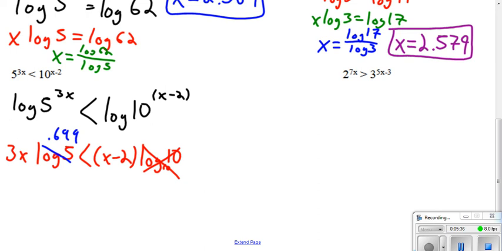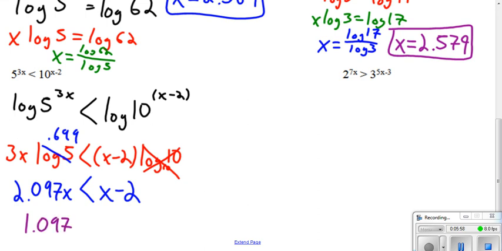So when I do 0.699 times 3, we actually have 2.097x is less than x minus 2. So let's subtract x from both sides, and we would then have 1.097x is less than negative 2. Divide both sides by that 1.097, and in the end we get x is less than negative 1.823.